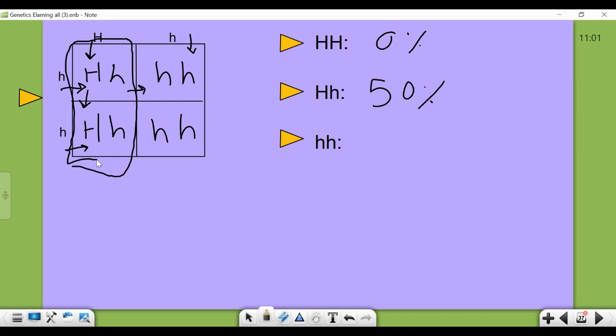Okay, and then what are the chances, what's the probability that we would get homozygous recessive? Oh, I have 2 more boxes over here, like this.